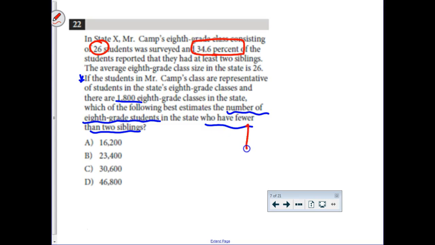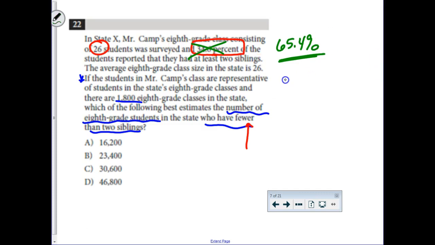Oh, do you see what they did there? Oh, nasty. So when I look at this 34.6%, that's great, but that's talking about kids who have at least 2 siblings. They want to know the complement to that. So what's the other percentage? They don't even want that. 65.4%. So that's how many kids have fewer than 2 siblings in his class. That's what we need to focus on.